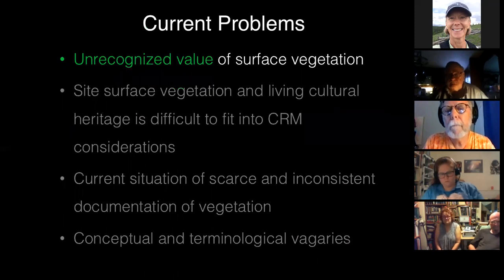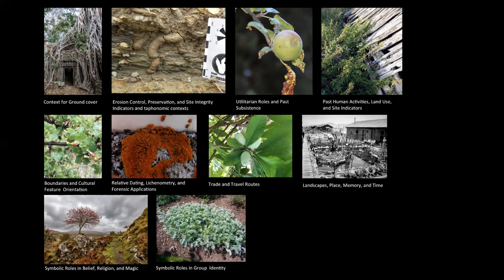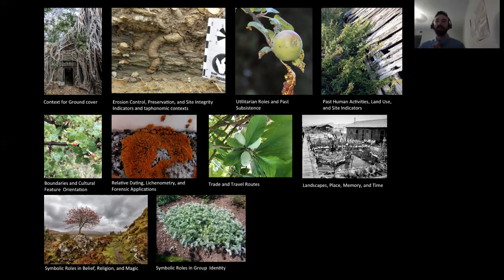So the first issue we have is vegetation. The value of surface vegetation in archaeological sites tends to not be fully appreciated. Organized more or less from top to bottom, you can see some broad categories and areas of how surface vegetation matters and is relevant to archaeology and the work of cultural heritage management.